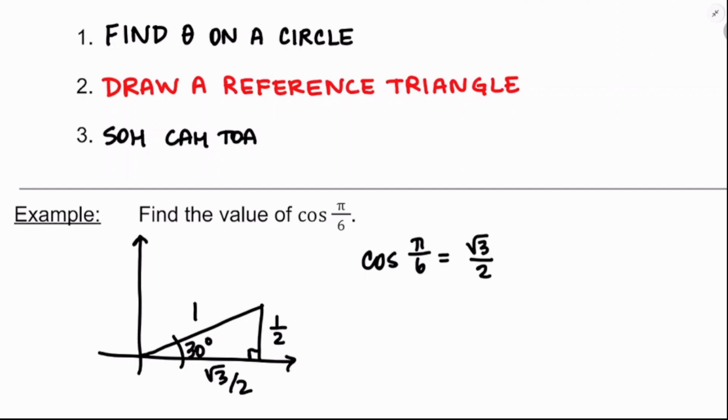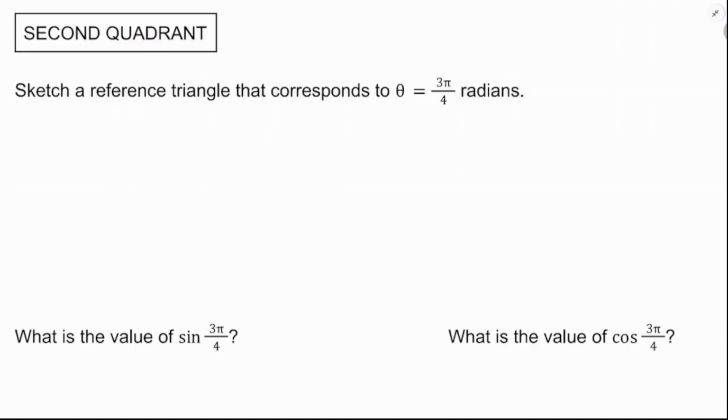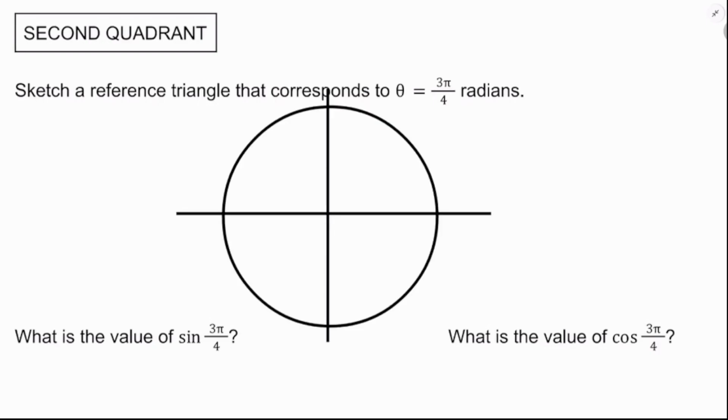That's pretty much how we're going to operate, even when we move outside of the first quadrant. So let's keep going. Let's move outside of that first quadrant and into the second quadrant. So we're going to sketch a reference triangle that corresponds to theta equals 3 pi over 4 radians. First things first, draw the circle. We're just going to assume this is a unit circle unless we need it to be something else, and then we can work with that as needed.